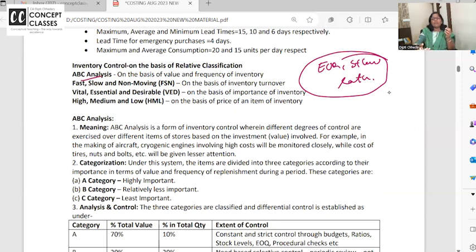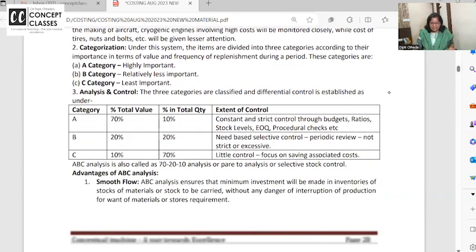But value is very low. One packet of stapler pin, if I get 100 pins are there. Kitne student, kitne, I'll not maintain the stock level of stapler pins. But I'll use this, this is like control by choice. You can't control everything. So let us control which is very important value wise. That's what is ABC analysis.